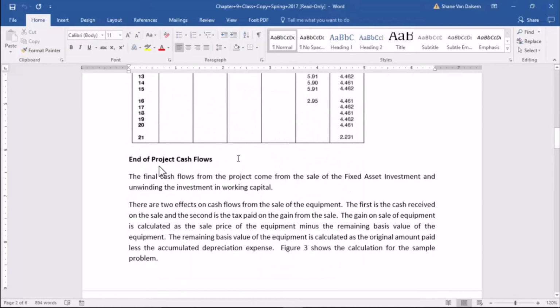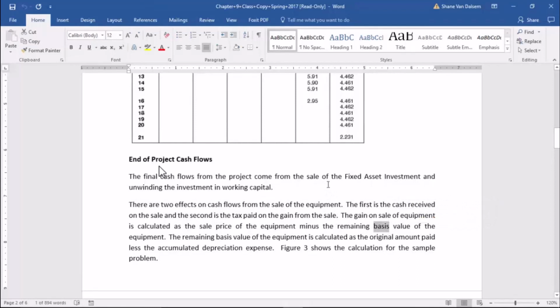The end of project cash flows. The final cash flows from the project come from the sale of the fixed asset investment and unwinding the investment in working capital. There are 2 effects on cash flows from the sale of the equipment. The first is the cash received on the sale, and the second is the tax paid on the gain from sale. The gain on sale of equipment is calculated as the sale price of the equipment minus the remaining basis value. So that's a key word there.